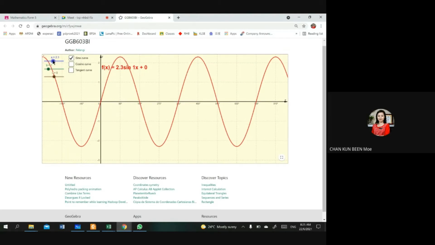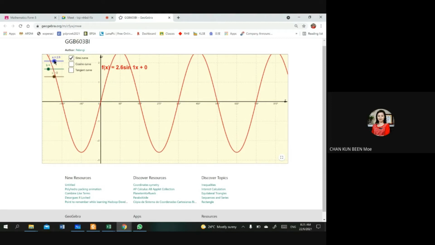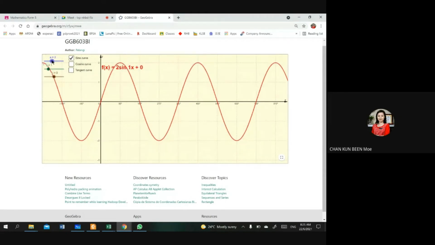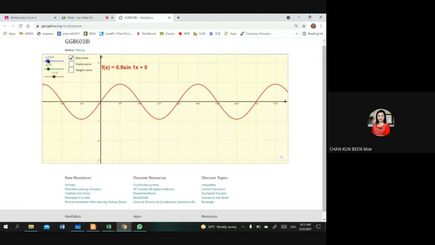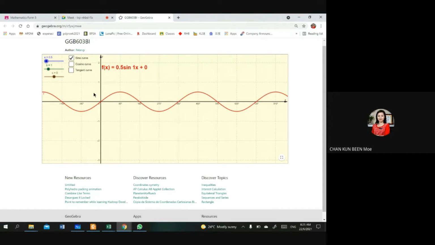If I move to 3, you can see the difference. It moved up already, we cannot see. Now, if I lower it down to 0.5, you can see what happened to the y-axis. Okay, 0.5, can you see? It's half of the 1. So A is the amplitude of the graph.